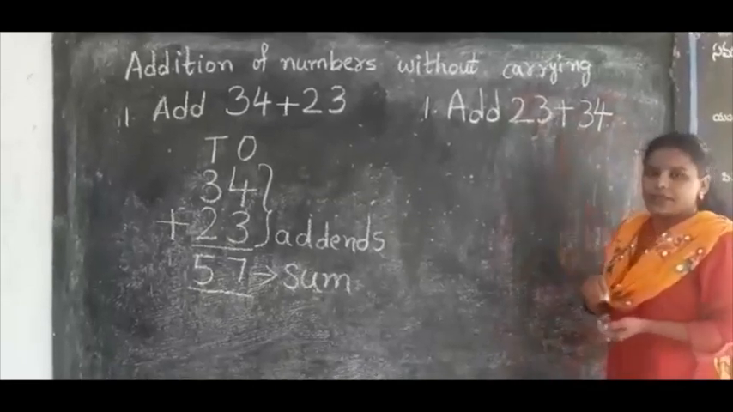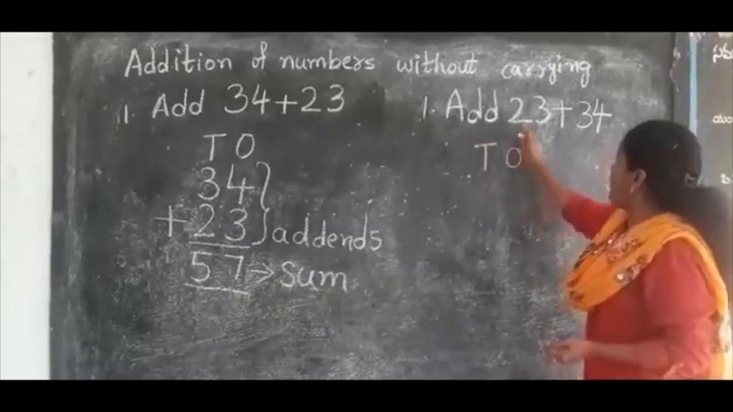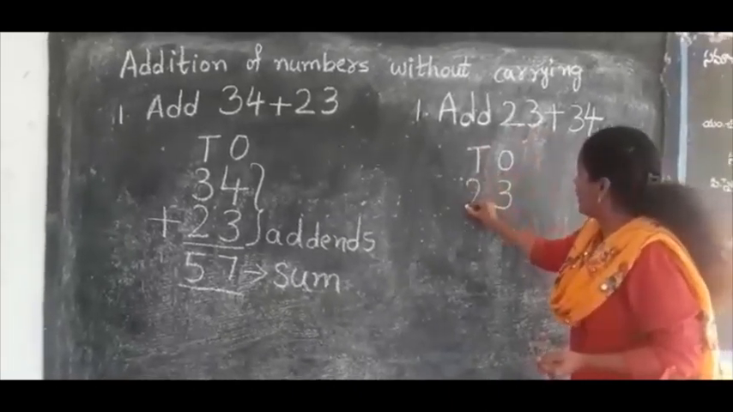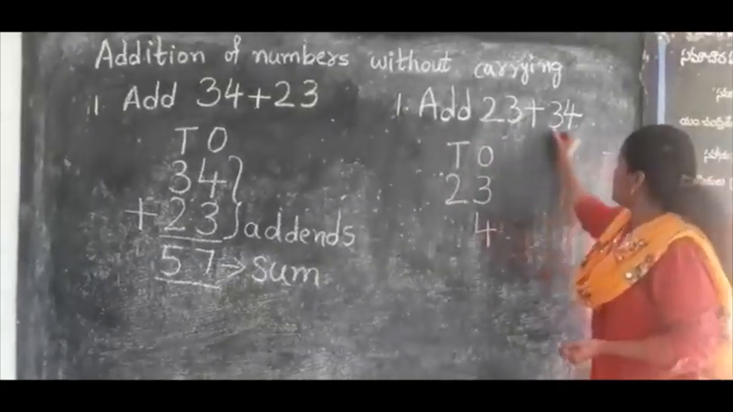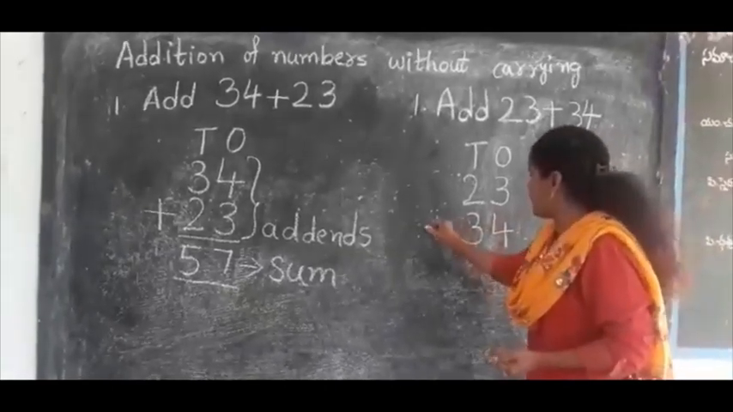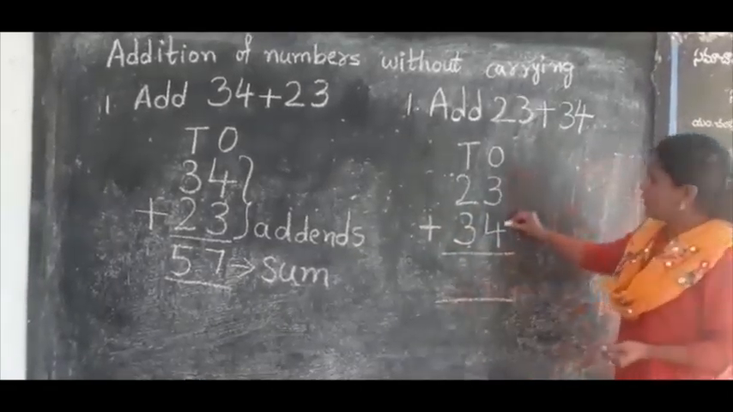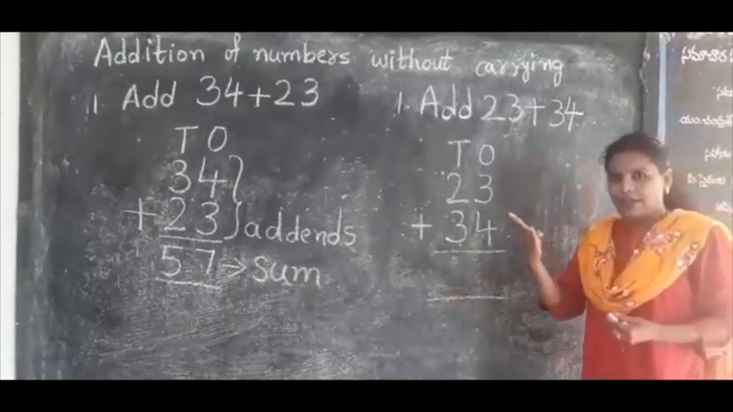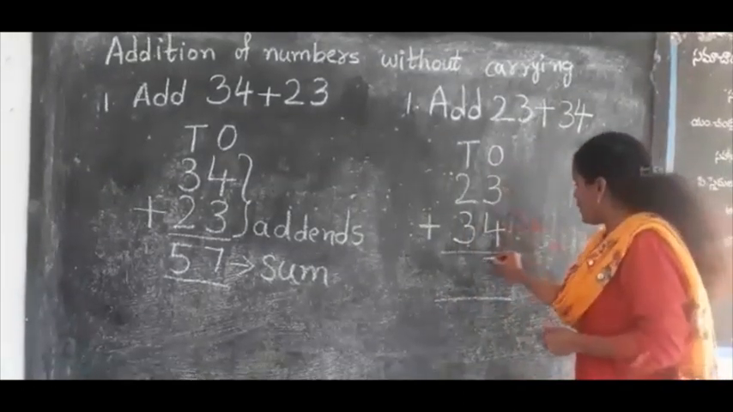Now arrange these numbers in their places. Ones, tens. In 23 write 3 in ones place, 2 in tens place. In 34 write 4 in ones place, 3 in tens place. Put the symbol of addition plus. Now start doing the addition from the ones place. In the ones place again we have 3 and 4. Keep 3 in your mind, 4 on your fingers. 3 after, 4, 5, 6, 7. Write 7 in ones place.